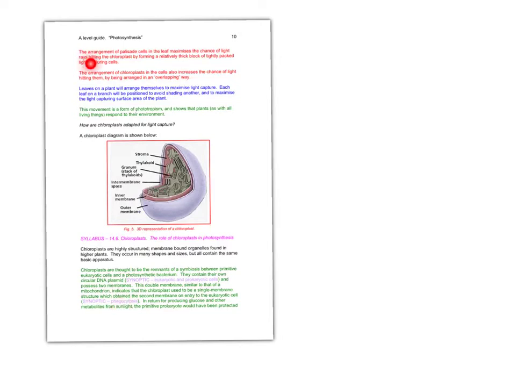You have here the arrangement of palisade cells. Again, this is something that's been repeated throughout the whole workbook: the arrangement of these cells and the arrangement of everything in this leaf is to maximize the capturing of light.